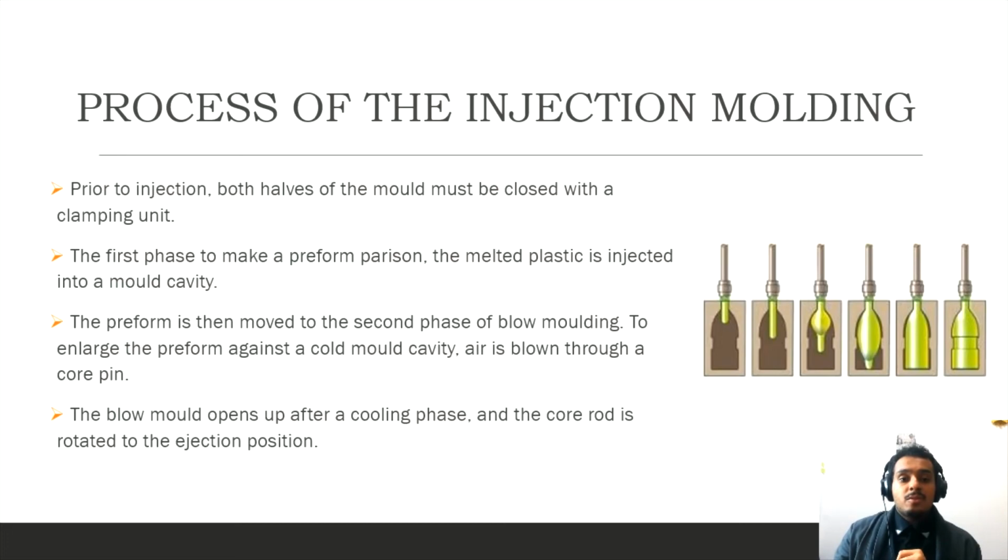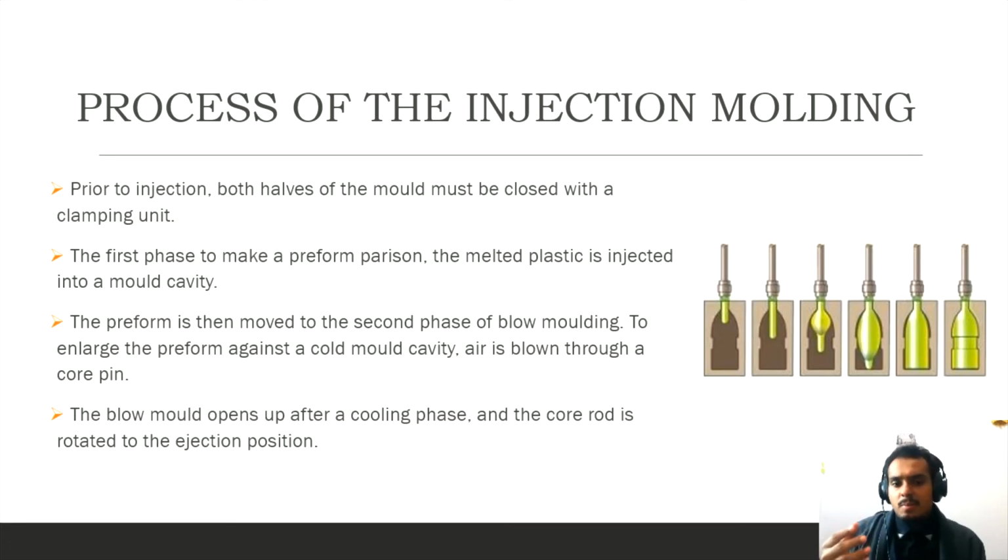So, the process of injection blow molding. At the beginning, prior to injection, both halves of the mold must be closed with a clamping unit. In the first phase, to make a preform, the melted plastic is injected into the mold cavity. The preform is then moved to the second phase of blow molding to enlarge the preform against a cold mold cavity.